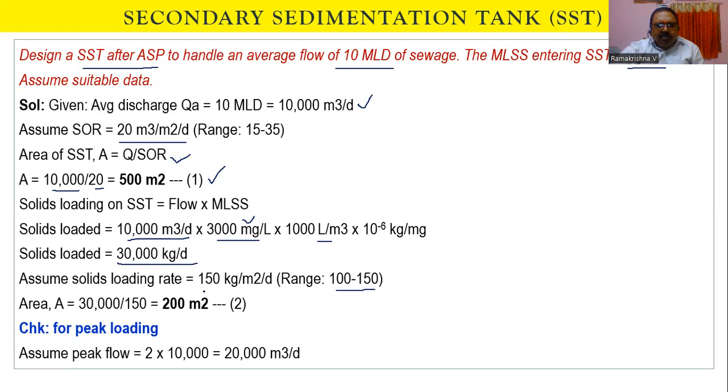So now I'm assuming the maximum value of say 150 kg per meter square per day. So therefore the surface area will be equal to 30,000 kg per day divided by 150 kg per meter square per day, which comes out to be around 200 meters square. So this is the surface area obtained for solids loading under average flow.